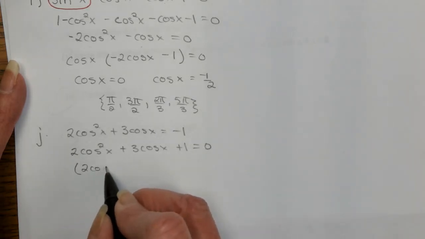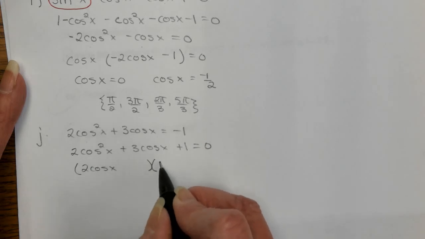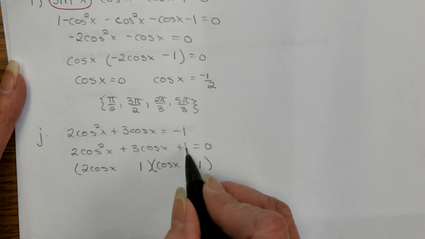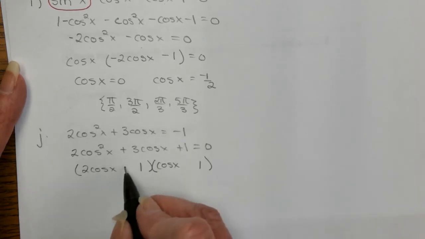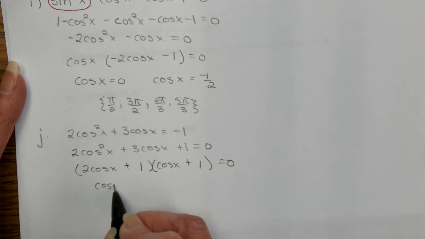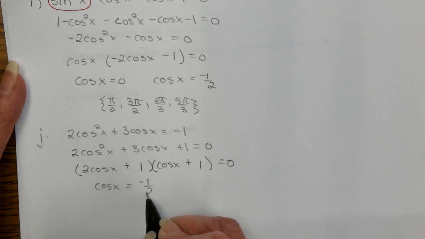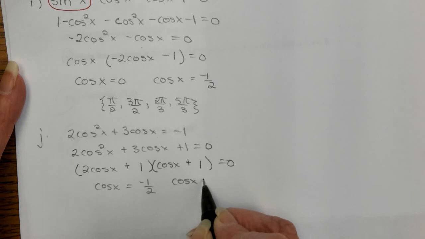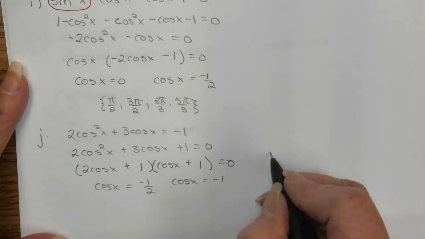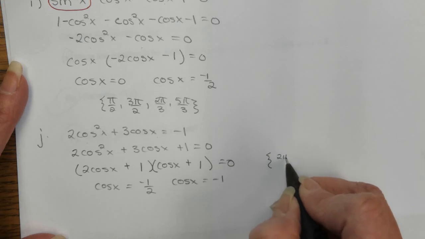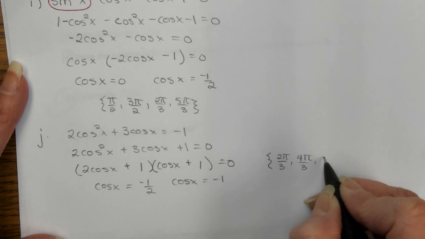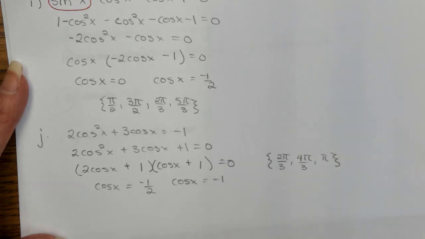So we have a 2 cosine x here, a cosine x here, and then I have 1s because 1 times 1 is 1, and everything is positive, so I just get pluses. So I get cosine x equals negative 1/2 again, and cosine x equals negative 1. So on the interval from 0 to 2 pi, I've got 2 pi over 3, 4 pi over 3, and pi. And there we go.